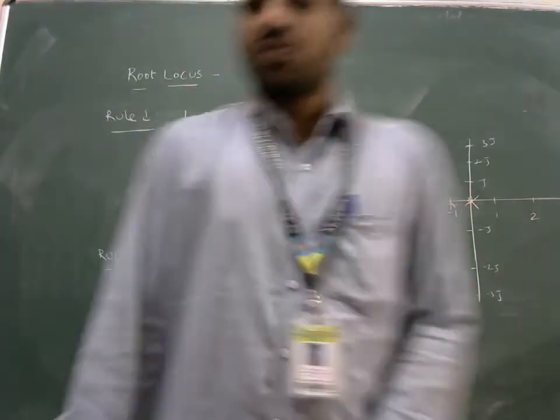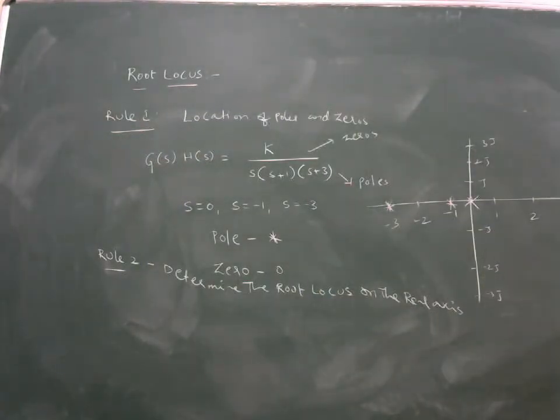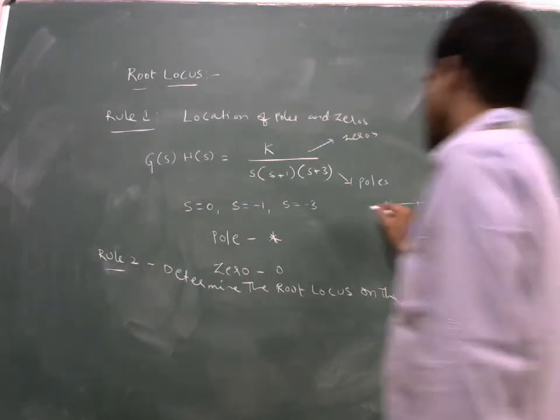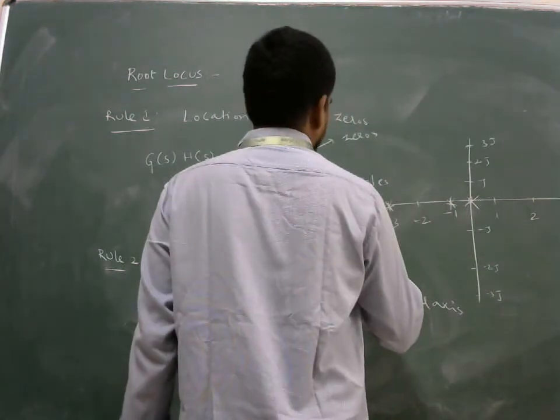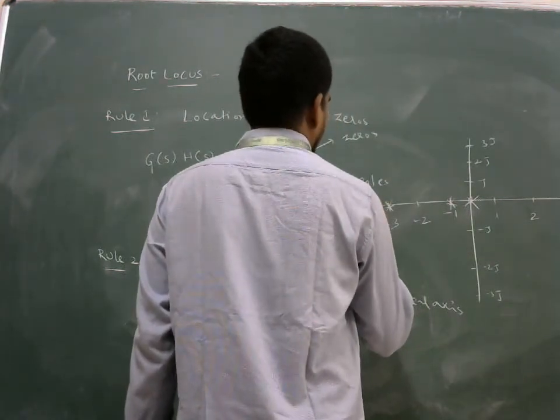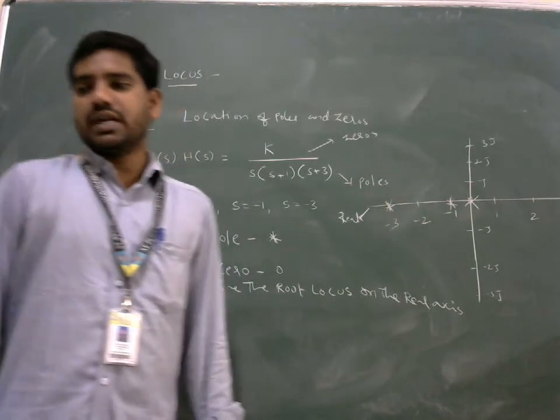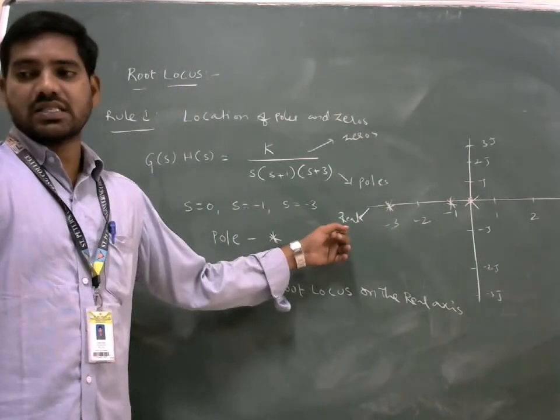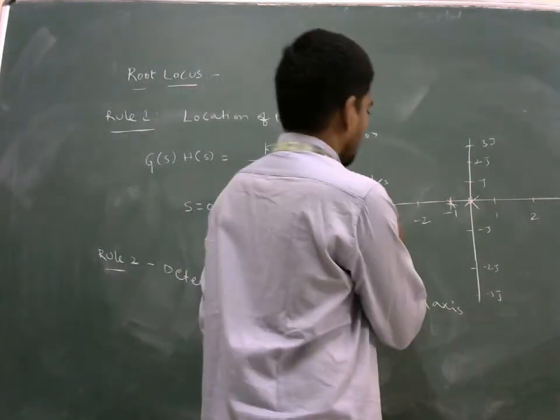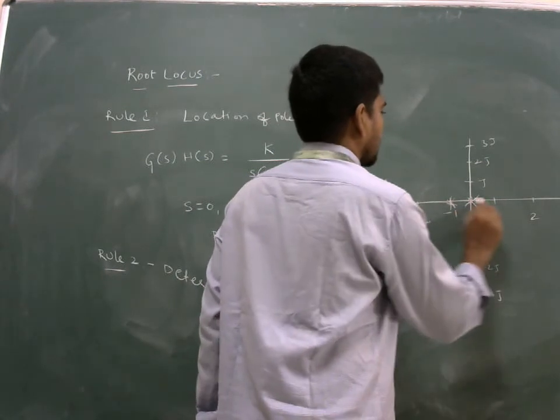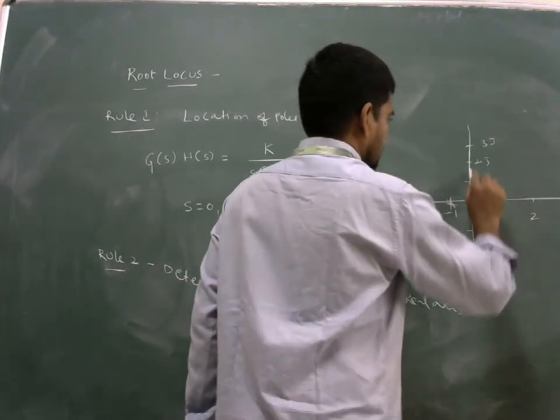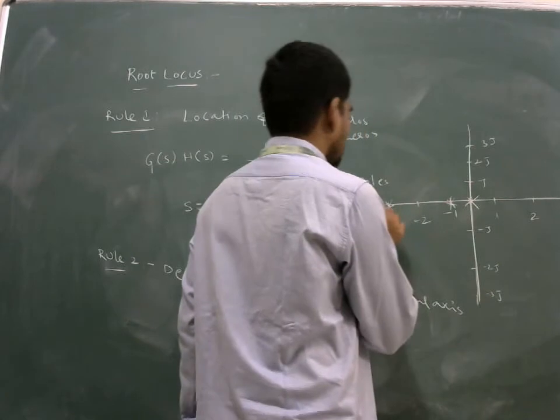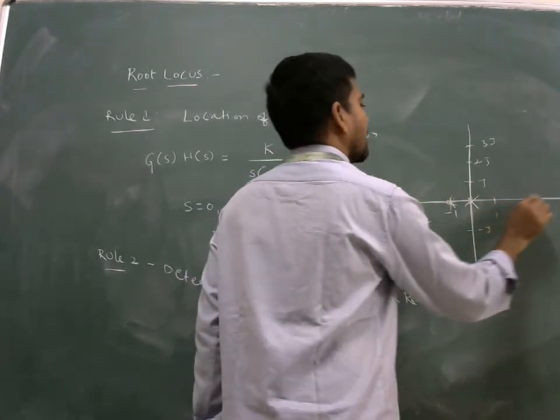How many poles are there? 3 poles. Now, the real axis is only this one, and we call it the real axis. This is the x-axis and this is the y-axis. This axis we call the real axis.